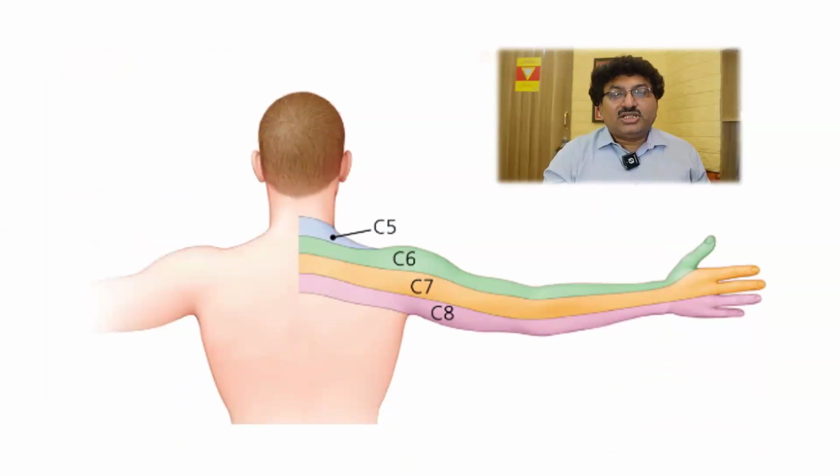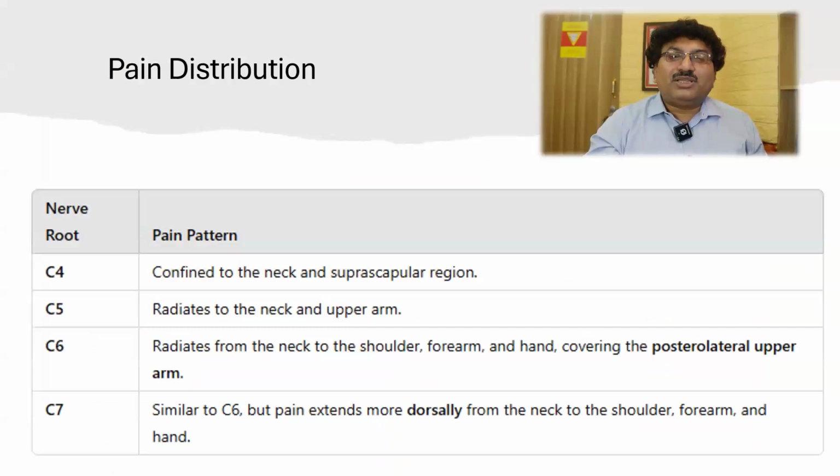Similarly, from the back, you can see the distribution of the dermatomes. So if the pain is there, we can think that it could be radicular pain. So we can summarize in short: C4 pain is mostly confined to the neck and the suprascapular region. It does not come to the shoulders even.